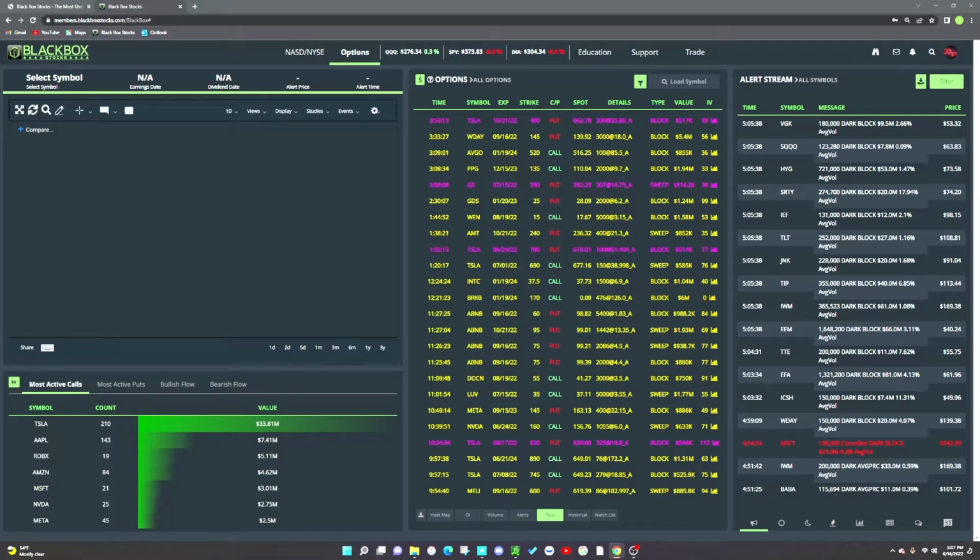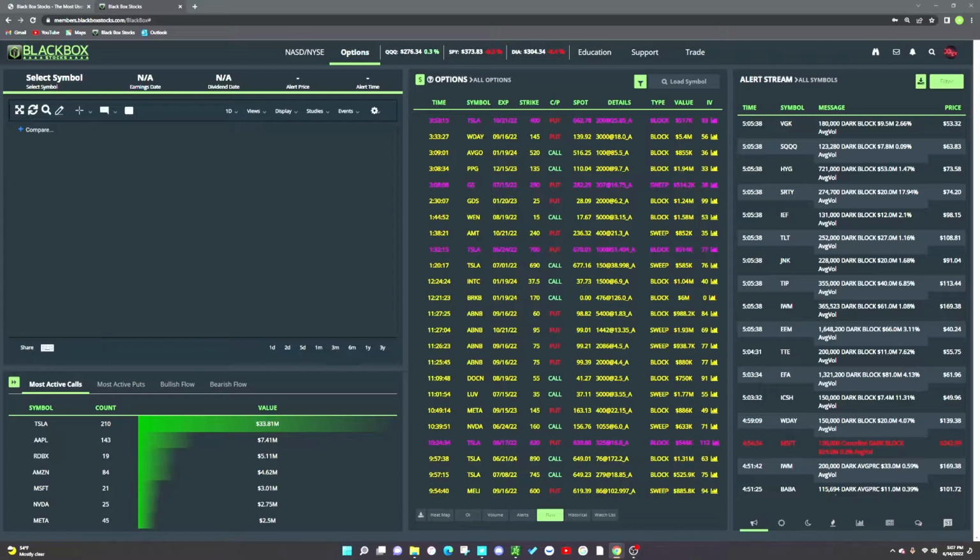Today I'm going to show you guys how I use BlackBox to create an actionable watch list. If you're unfamiliar, BlackBox is a flow service provider. It allows us to see what market participants are planning and the conviction they have behind the plays that they're getting in. Once we're logged in, we have the option side and we have the equity side. I'm going to jump over to options.